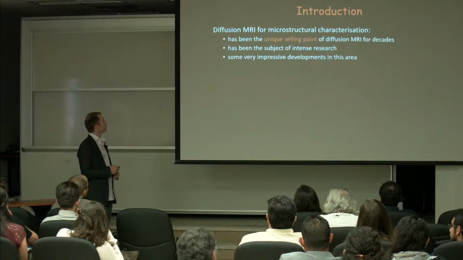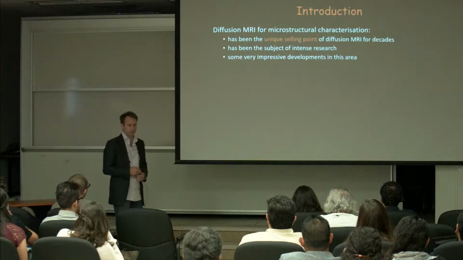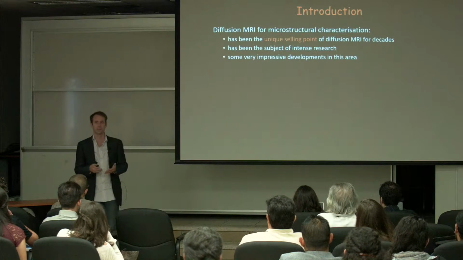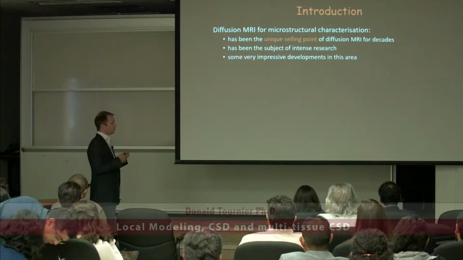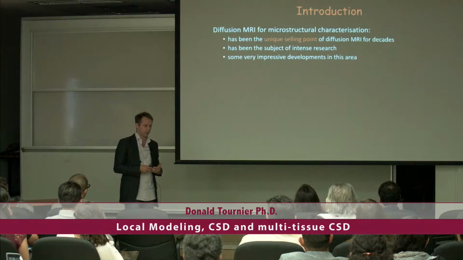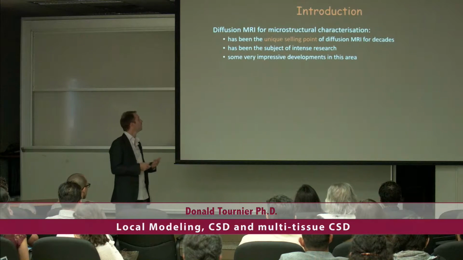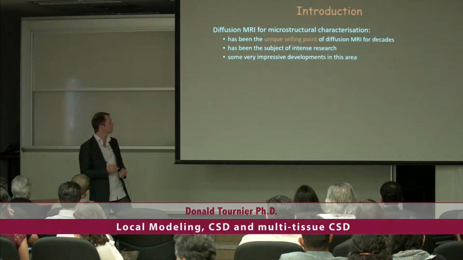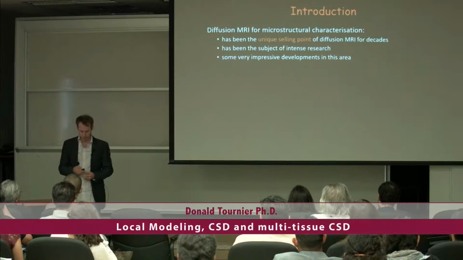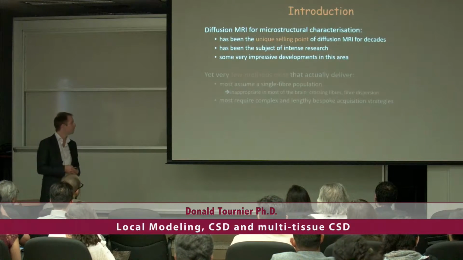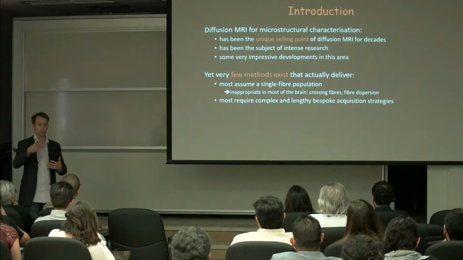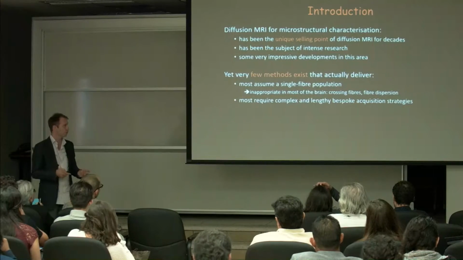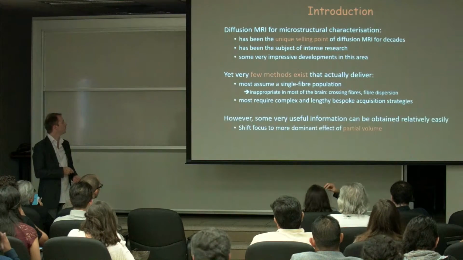Microstructural characterization or imaging has been the kind of unique selling point for diffusion MRI for decades. This is really what it was introduced to look at. It's been the subject of intense research over the years, and we've seen a lot of very impressive work in this area. But despite all of this, it's remarkable how few methods actually deliver on that promise of giving us microstructural information.